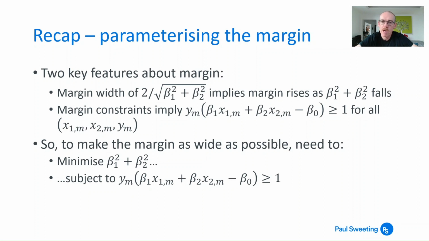So if we're trying to make the margin as wide as possible, but still making sure it's a hard margin, so everything is either on one side of the margin or the other, so it's either greater than the upper margin or lower than the lower margin, we need to minimize beta1 squared plus beta2 squared, subject to ym times beta1 x1m plus beta2 x2m minus beta0 being greater than or equal to 1.